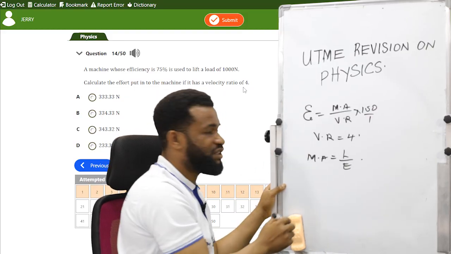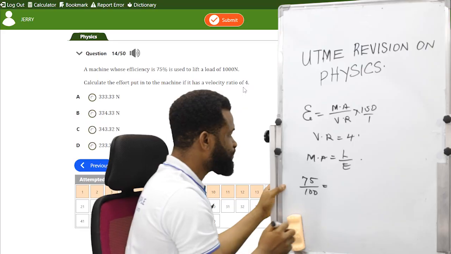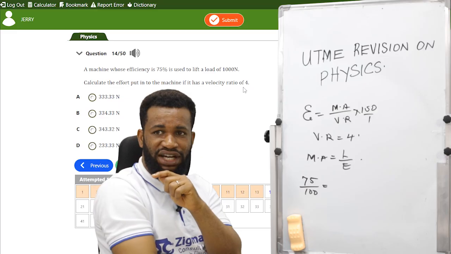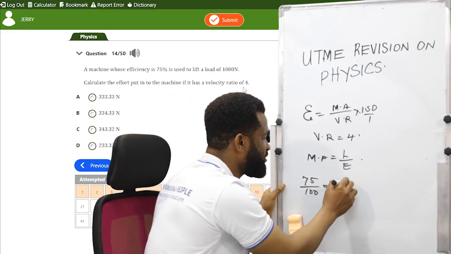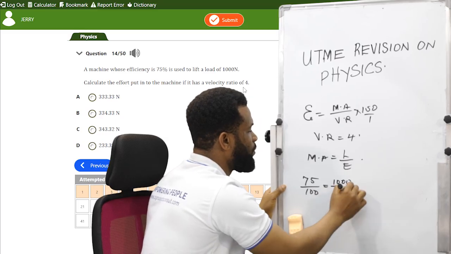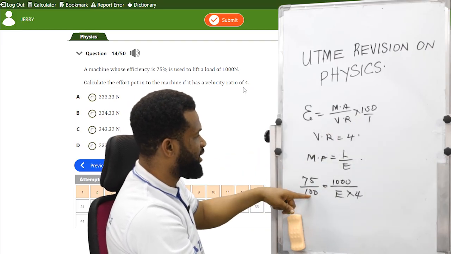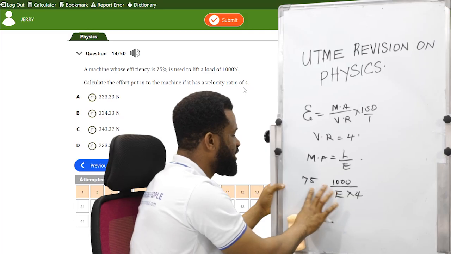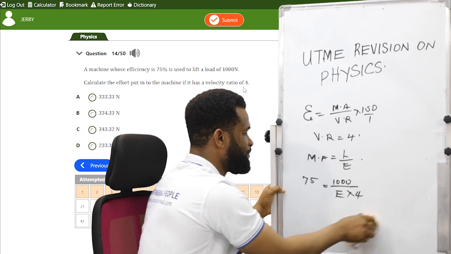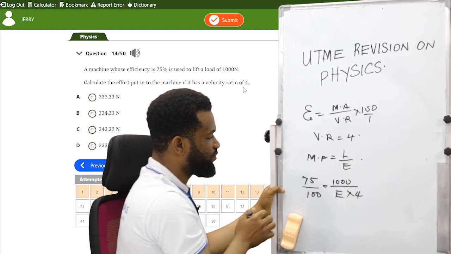Efficiency is already given as 75%, so I'm going to have 75 over 100, which is equal to mechanical advantage, load over effort. The load there is 1000, so I'm going to have 1000 over effort times 4. I'm not going to multiply by 100 because the 100 is already here. It's either I remove the 100 here and multiply by 100, or I remove the 100 here and have it dividing here. So I think I'll prefer this one.